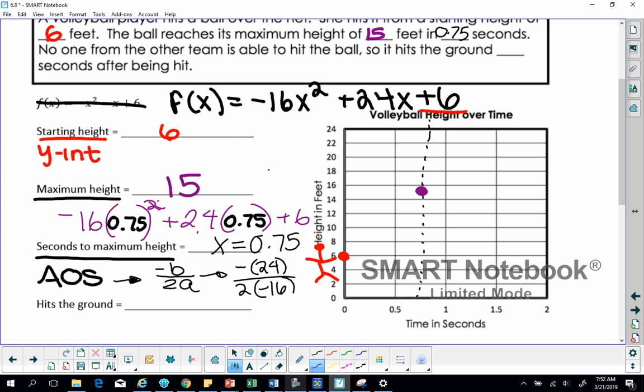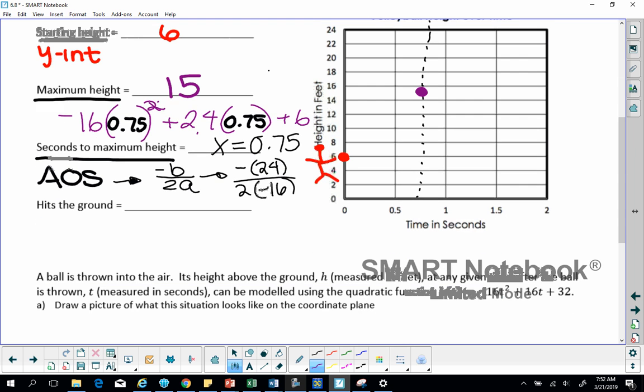No one from the other team hits the ball, so it hits the ground. Now, if I were to look in my table, it is a decimal. So what equation did we just go over to find our x-intercept when it hits the ground? What formula did we go over yesterday if it doesn't show up on our table? And we went over it just now, too.